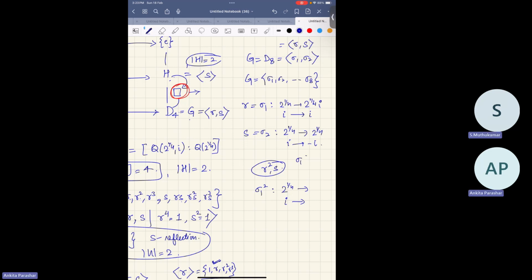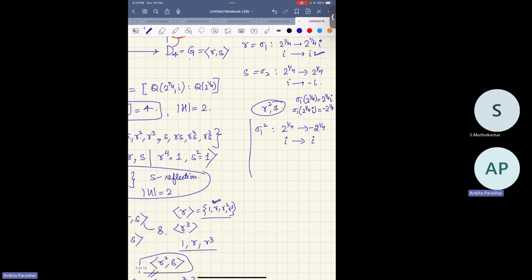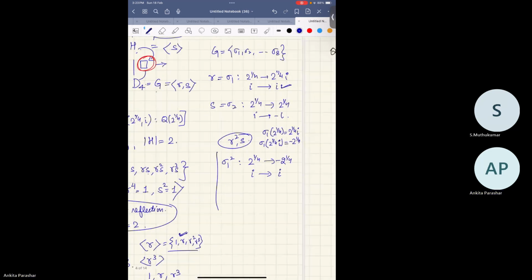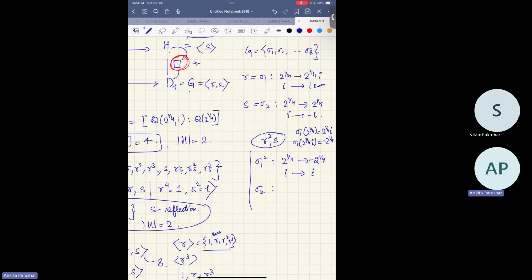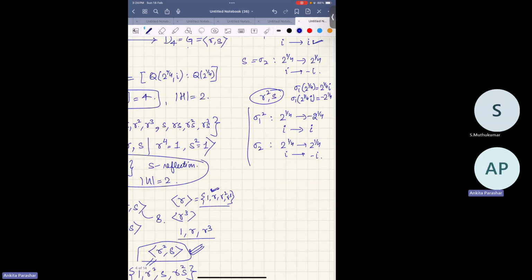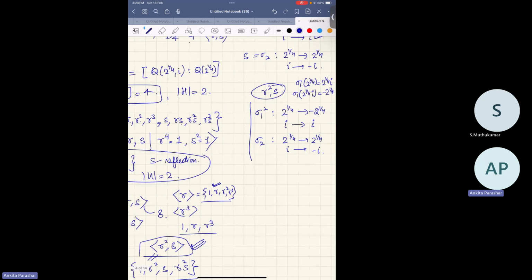Sigma 1 will map 2 power 1 by 4 to 2 power 1 by 4 i, and i goes to 2 power 1 by 4 i into i, so minus 2 power 1 by 4 will come in. Exactly. And i will be fixed. i is anyway fixed, right? Now look at S. So we are looking at the group generated by R square comma S. S is nothing but sigma 2. Sigma 2 is mapping 2 power 1 by 4 to 2 power 1 by 4, i going to minus i. So let's look at what are the elements which are being fixed by these two things.